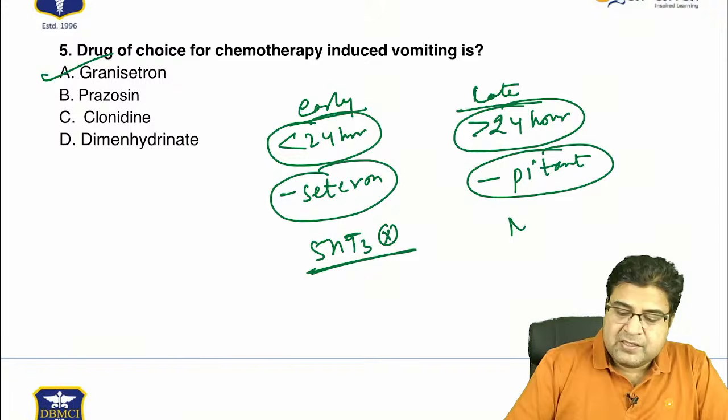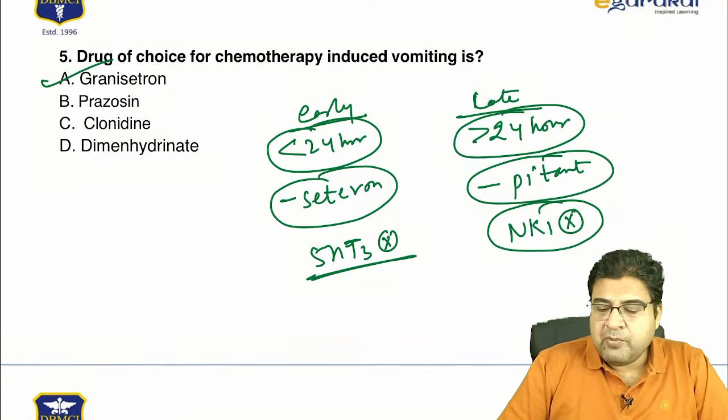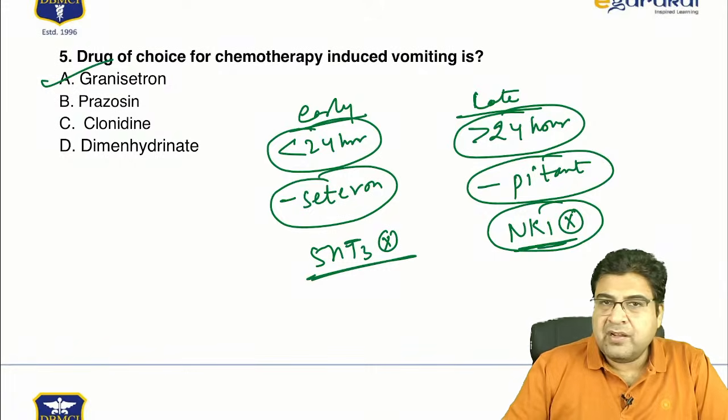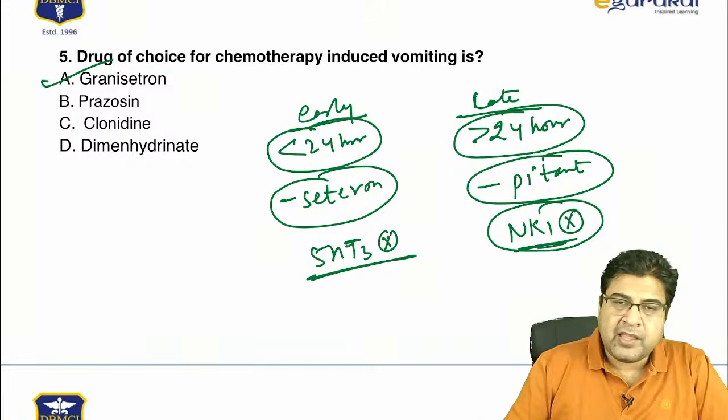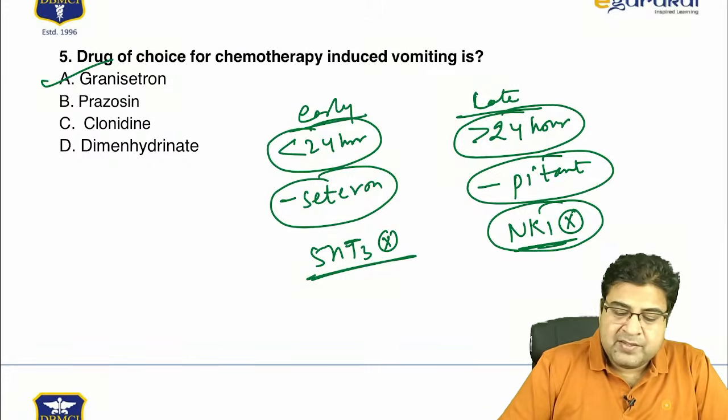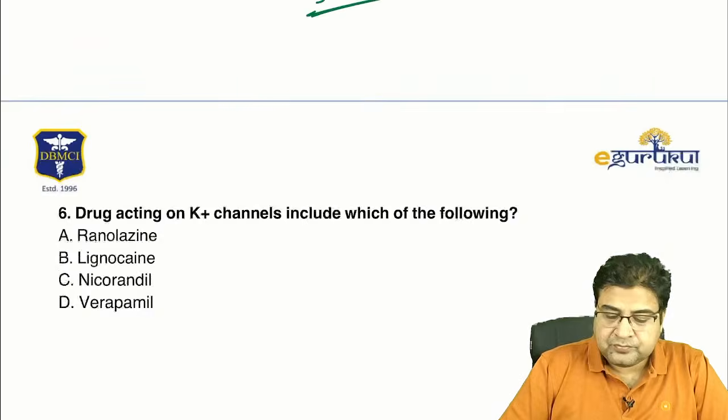These medicines which are pitants are blockers of the neurokinin 1 receptor. So pitants are the medicines that we use for late vomiting, like aprepitant. One example is aprepitant. And setrons are the medicines that we give for early vomiting. So question 5, answer is A.